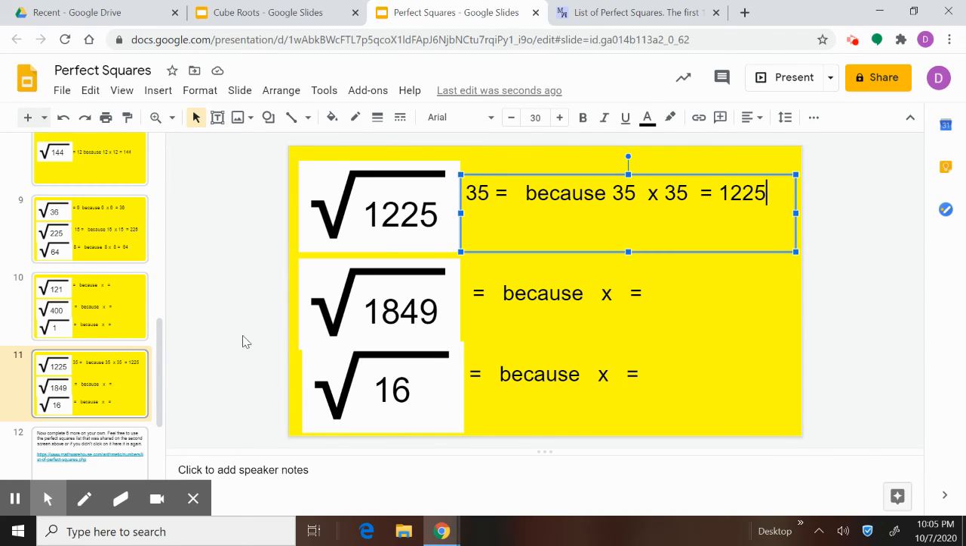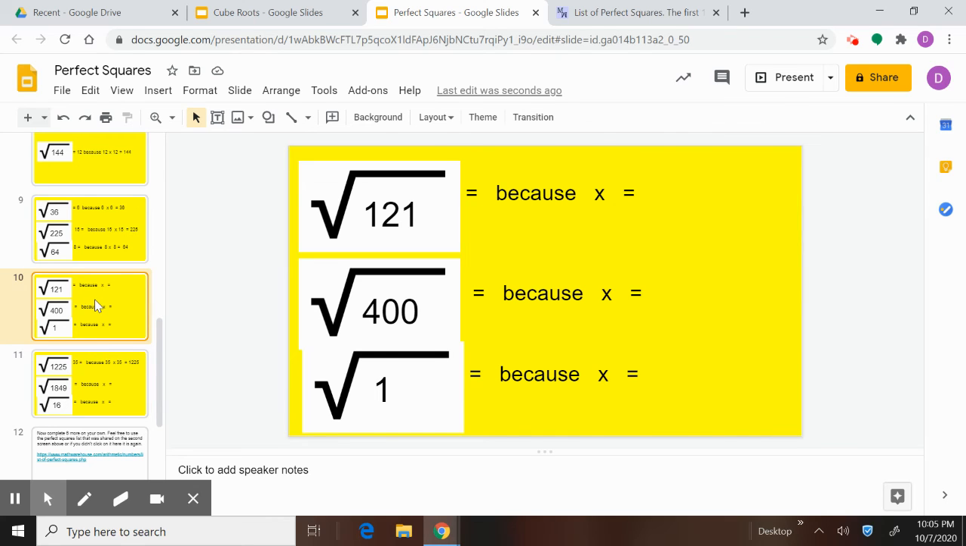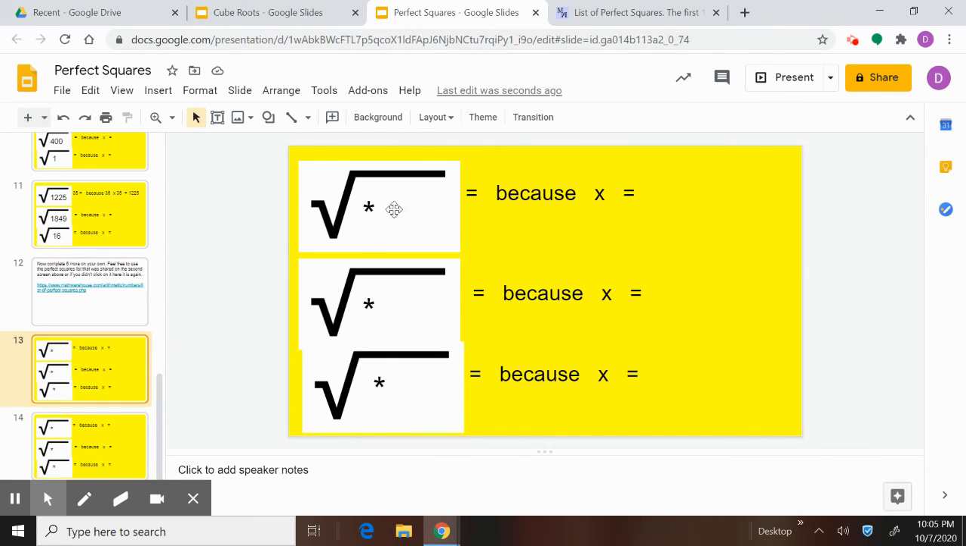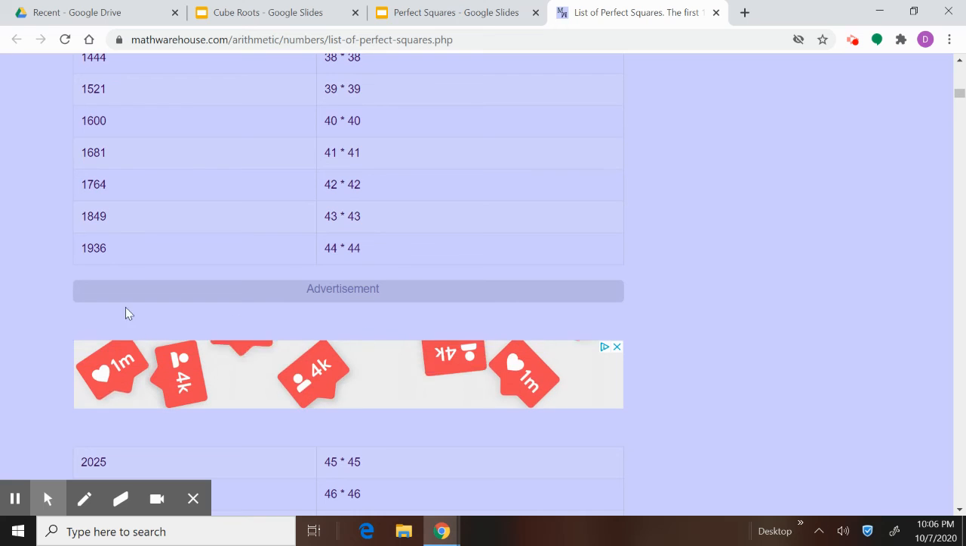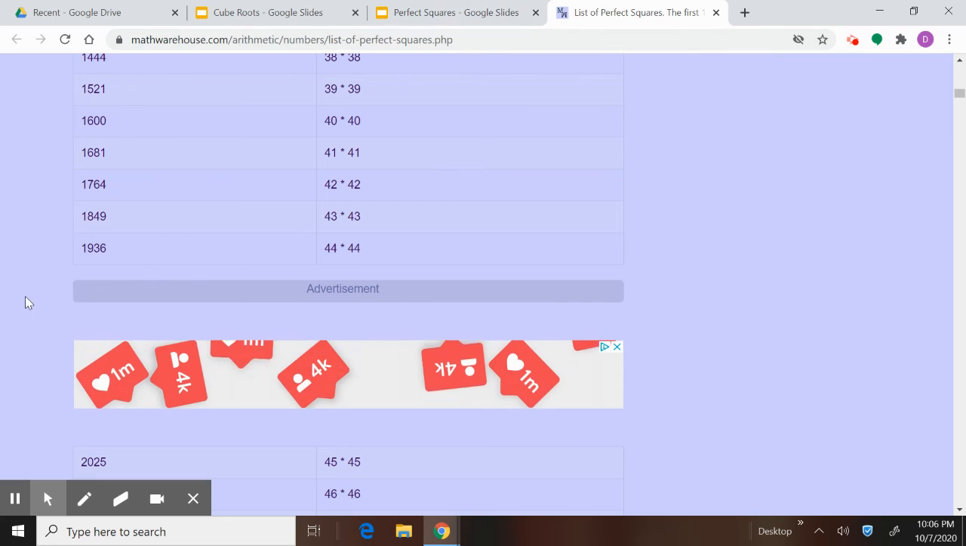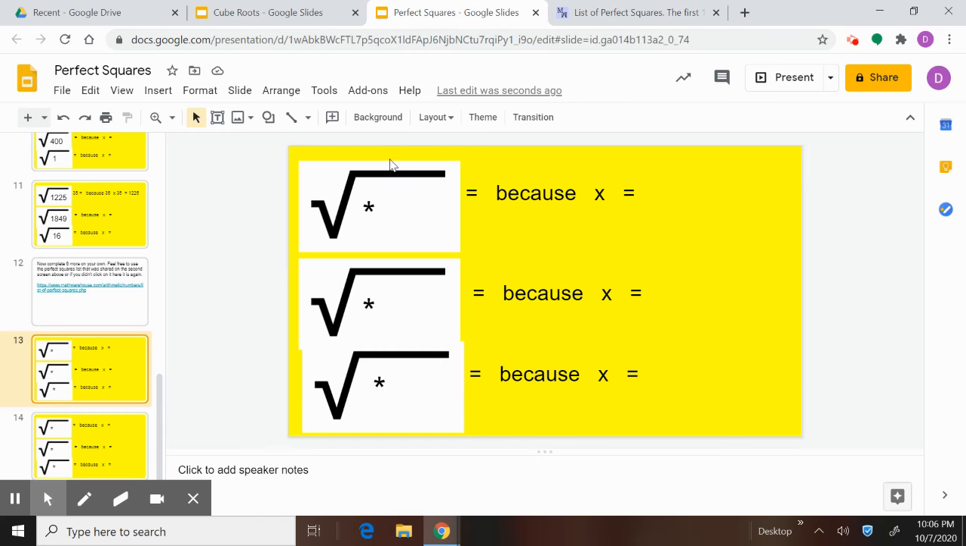You will also have to not only do the rest of these, but also complete 6 more of your own. Feel free to use the perfect square list that was shared on the second screen above, or click on it here. If you click on it, you bring up that list, and then you'll create 6 of your own. There's a spot in here for you to type the different square roots you'd be looking for. So let's imagine that you said, well, we never talked about the square root of 1,936, which is 44. I'm going to go with the square root of 1,936.